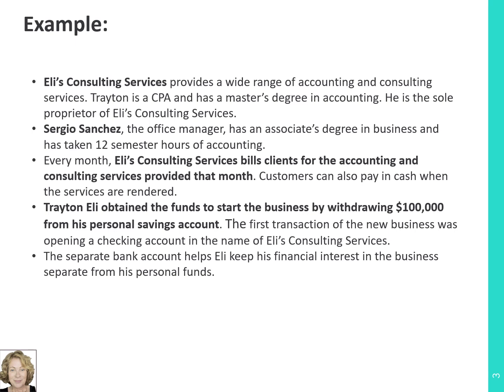Why do you think Trayton opened a new checking account? The separate bank account helps Eli keep his financial interest in the business separate from his personal funds. The $100,000 transaction is the very first business transaction, and we need to figure out what to do with it and identify how it affects the equation property equals financial interest.